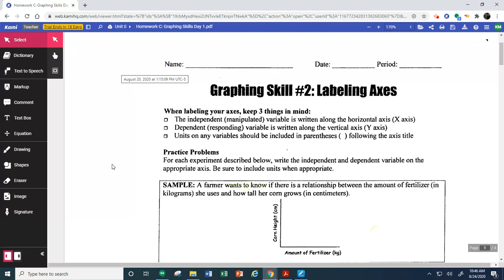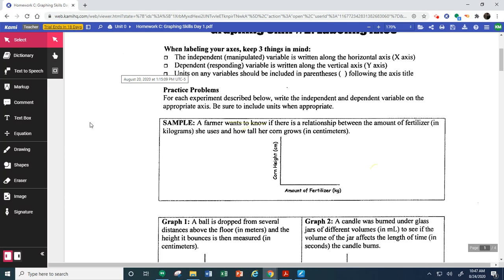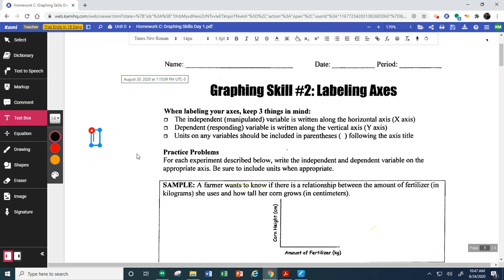So a couple of things that you can do with Kami. First of all, you can use it kind of 2 different ways. You can use it just directly with a computer, or if you have a tablet with a pen, that will allow you to write as well. And it should work with Apple and Android as well. So if you don't have the ability to write on it with a pen, there's this text box option. So anywhere that you want to type something, you can click and type whatever you need to type.